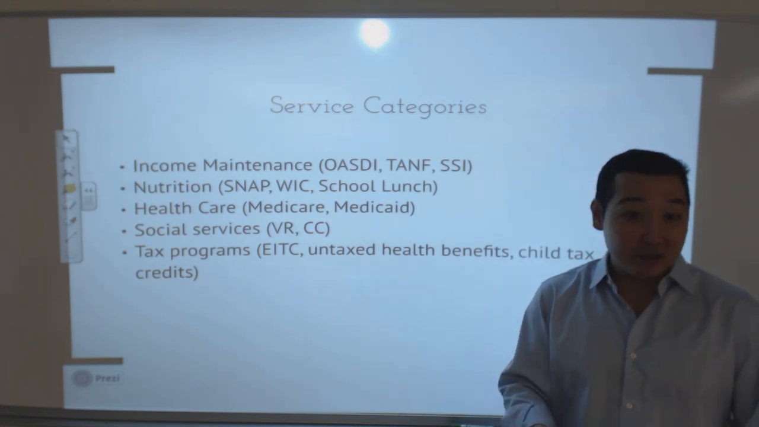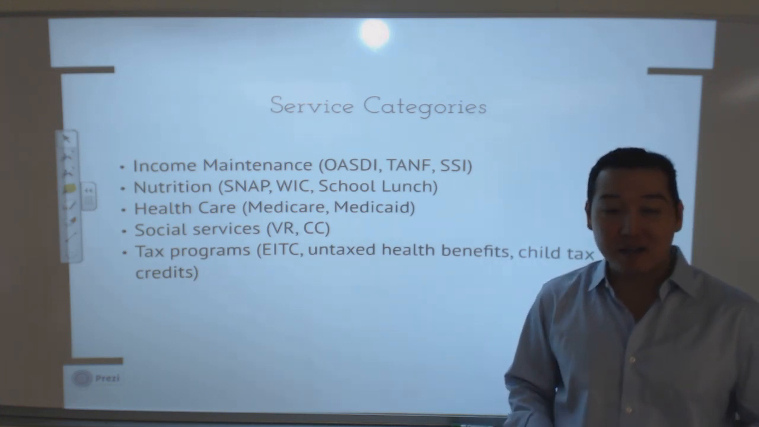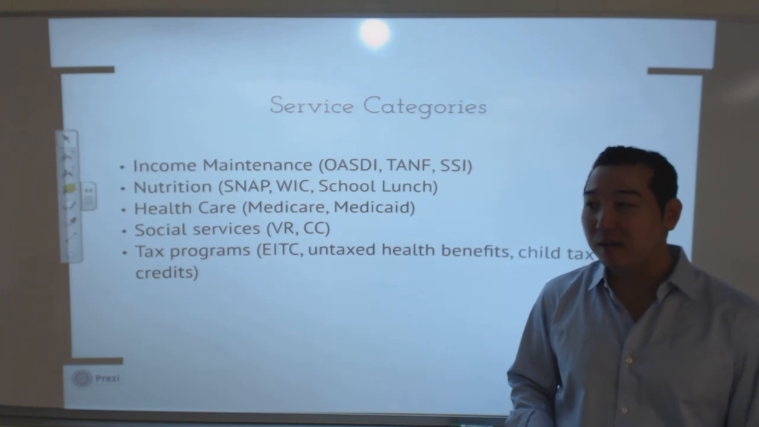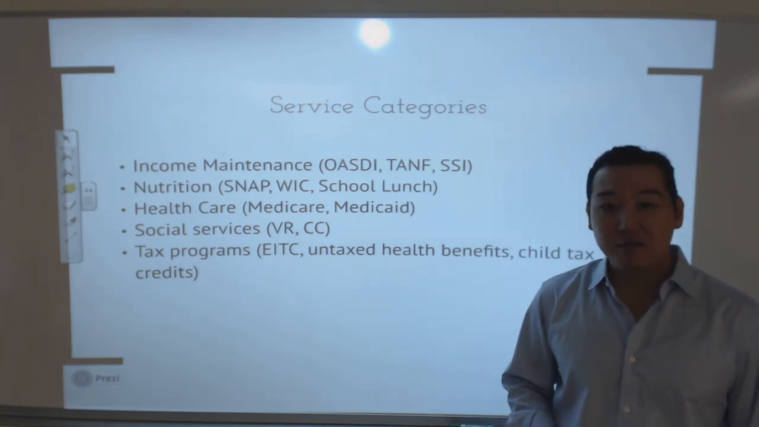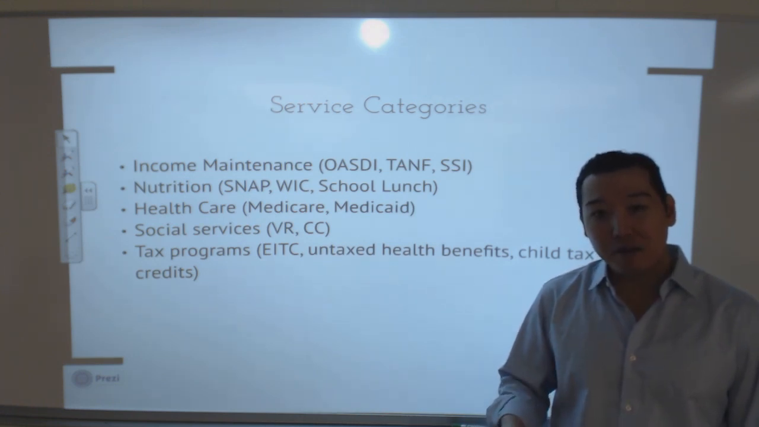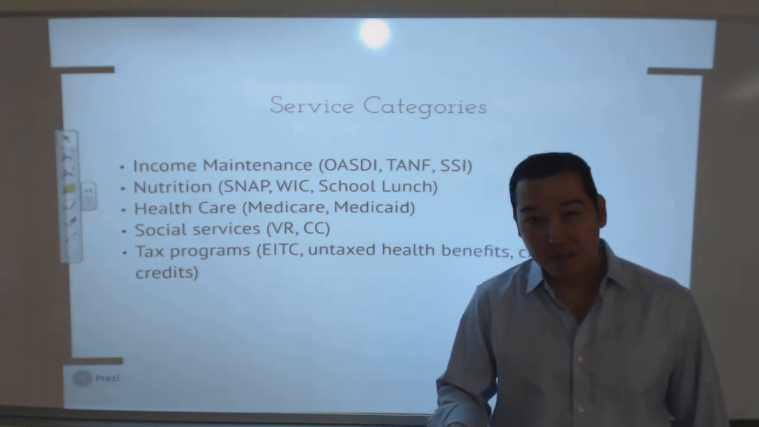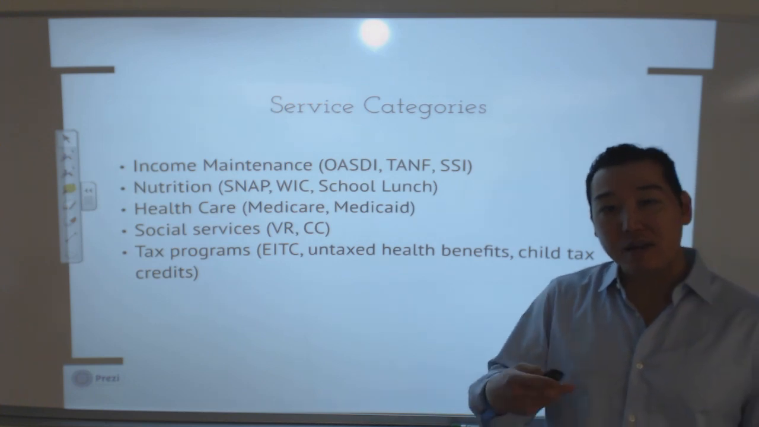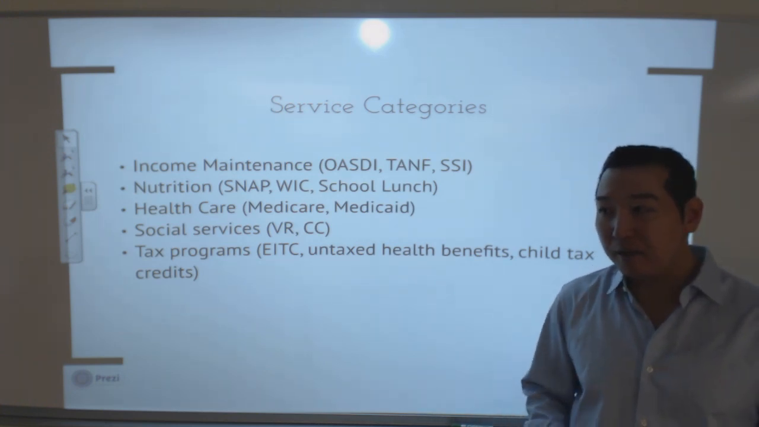And so we can classify based on whether or not the program provides income as the main benefit. And then TANF, Temporary Assistance for Needy Families, our welfare system. It's an income support program. The main benefit being provided, once again, is income. Supplemental Security Income, another income support program, another example.